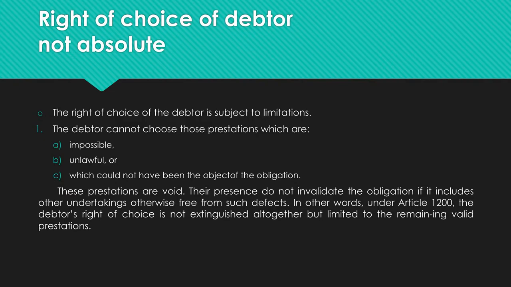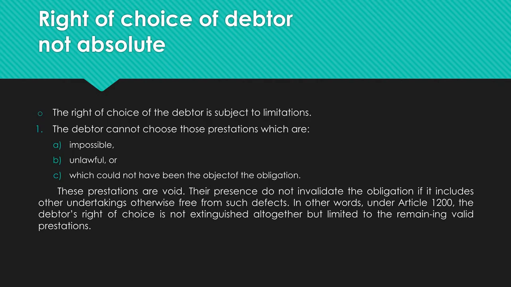What about the right of choice of the debtor, is it not absolute? So the right of choice of the debtor is subject to limitations. One, the debtor cannot choose those prestations which are, as I've said, impossible, unlawful, or which could not have been the object of the obligation. So these prestations are void. Their presence does not invalidate the obligation if it includes other undertakings otherwise free from such defects. So ang magiging void lang yung impossible, illegal, or those that is not an object of the obligation.